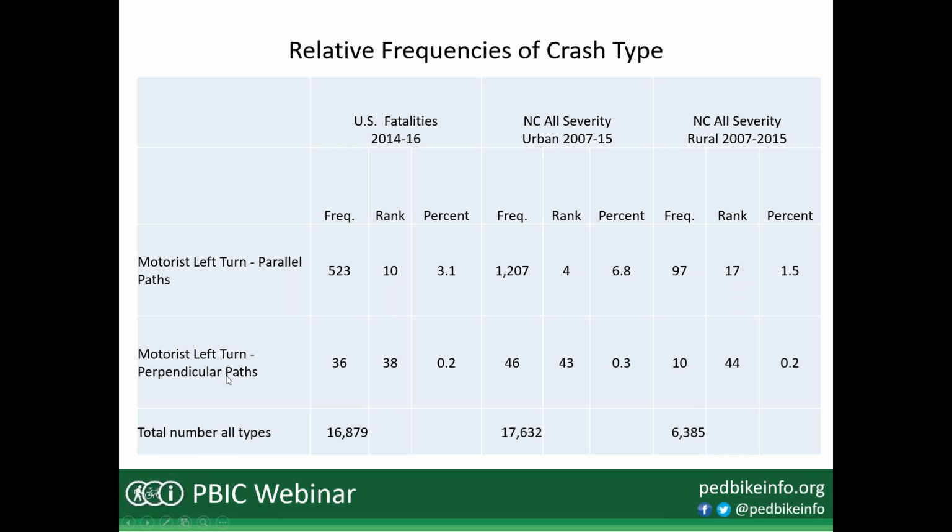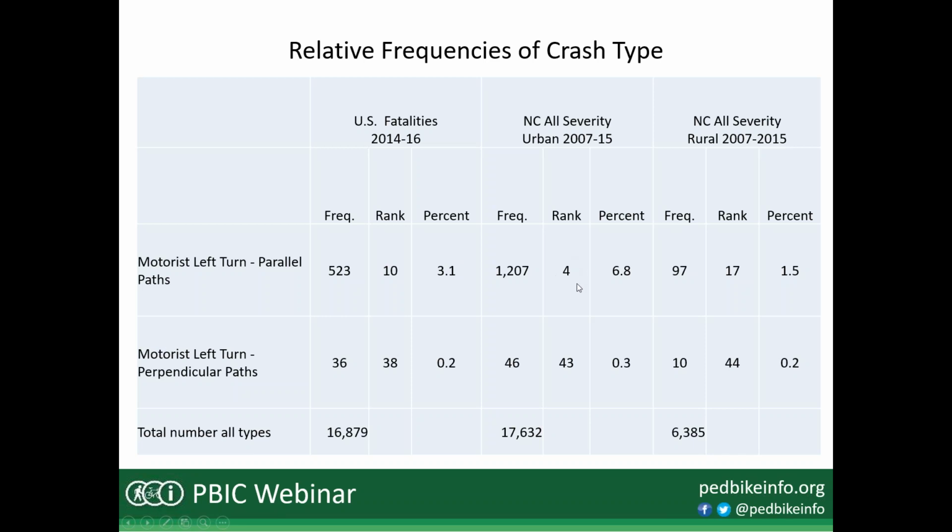And the bottom one, they're on perpendicular paths. So that means the pedestrian is crossing in front of the motorist at an angle before the motorist actually makes their turn. So you can see the largest percentage of the problem is the top problem, the motorist left turn parallel paths. That accounts for about 3% of all the U.S. fatalities. It ranks 10th in terms of most frequent crash types, and that's out of about 56 separate individual crash types. In North Carolina, it ranks 4th in all severity of crashes.